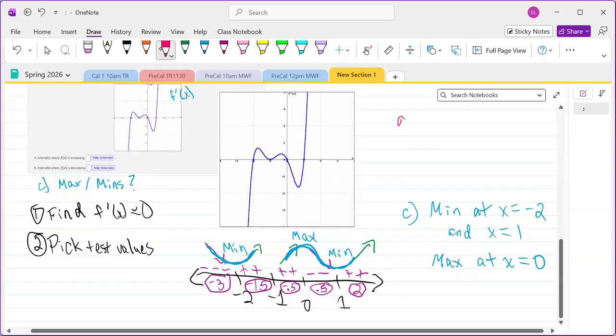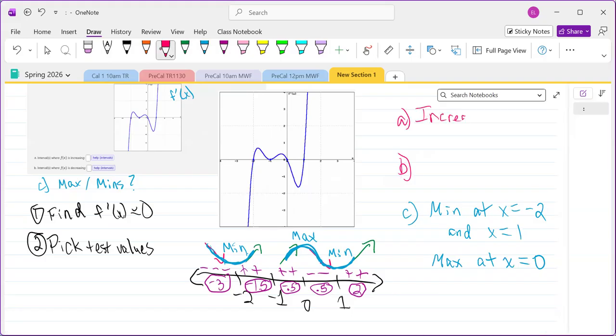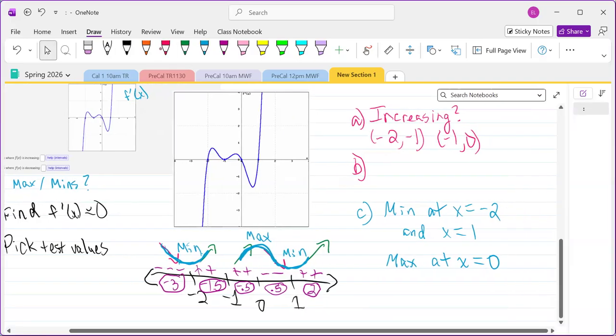All right, now we just got to go back and answer the other two parts. So where is it increasing? I look from -2 to -1. That's my first stretch that had positive slopes. And then I had from -1 to 0, and then from 1 to infinity.